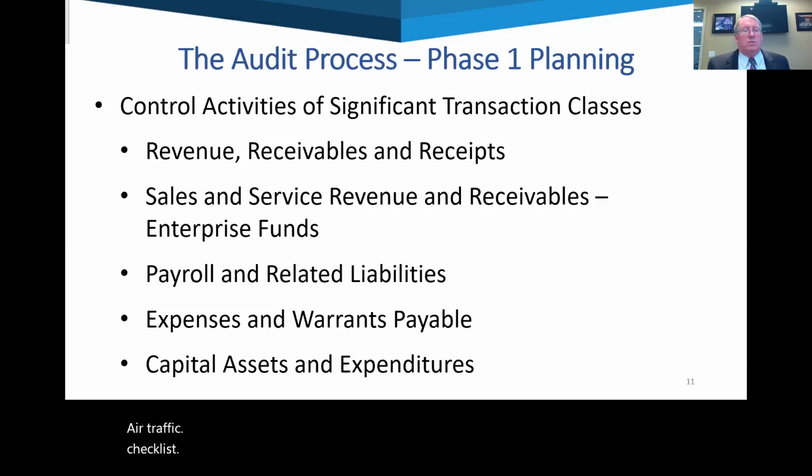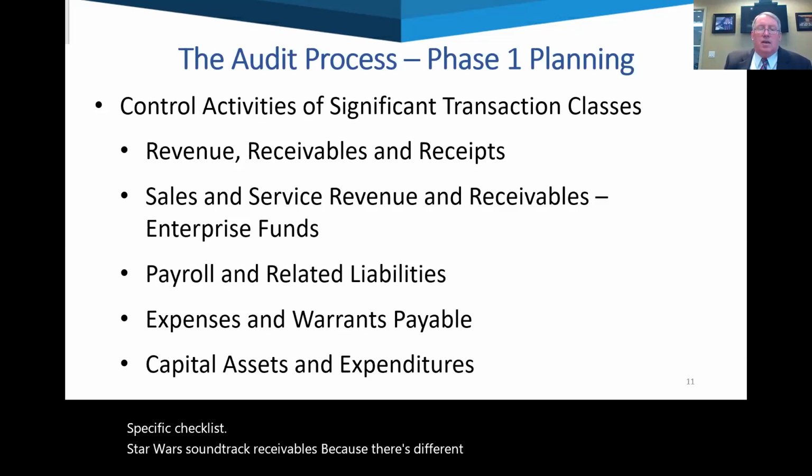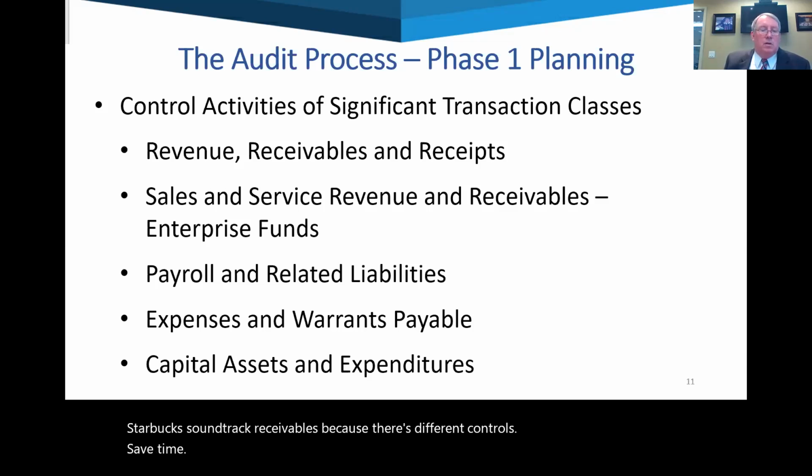Sales and service revenues and receivables for enterprise funds. They're different than taxes and motor vehicle, etc. There's a reading that goes on, say, for a water department that generates the bill based on usage. There are specific checklists for those types of service and sales receivables, because there are different controls that need to be put in place in order to safeguard how the revenue is collected and how it's billed.